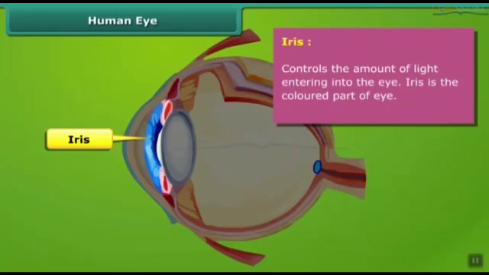Iris. Iris is the colored part of the eye, which may be black, brown, green or blue in color. It controls the amount of light entering into the eye. Do you know that the color, texture and patterns of each person's iris are as unique as fingerprints?